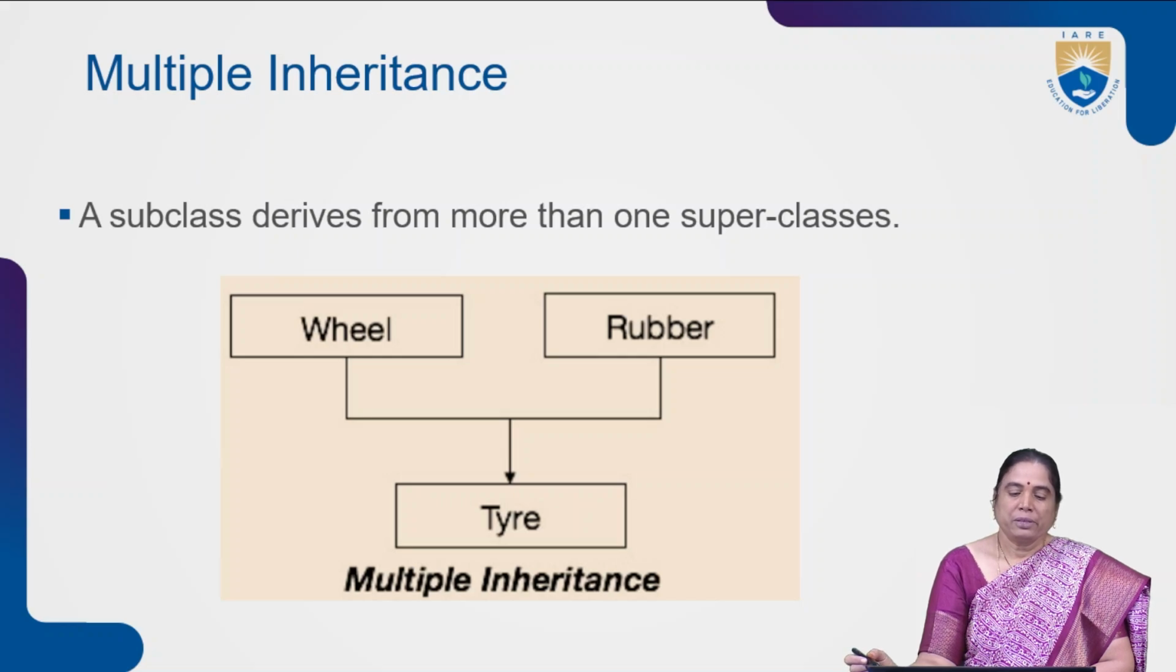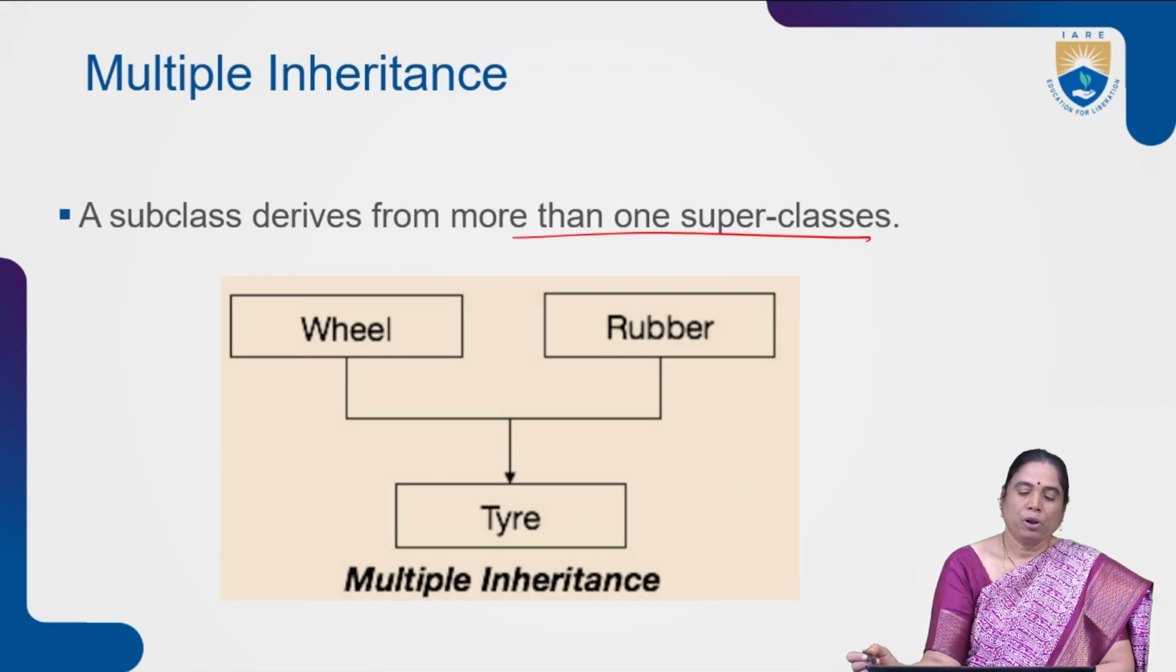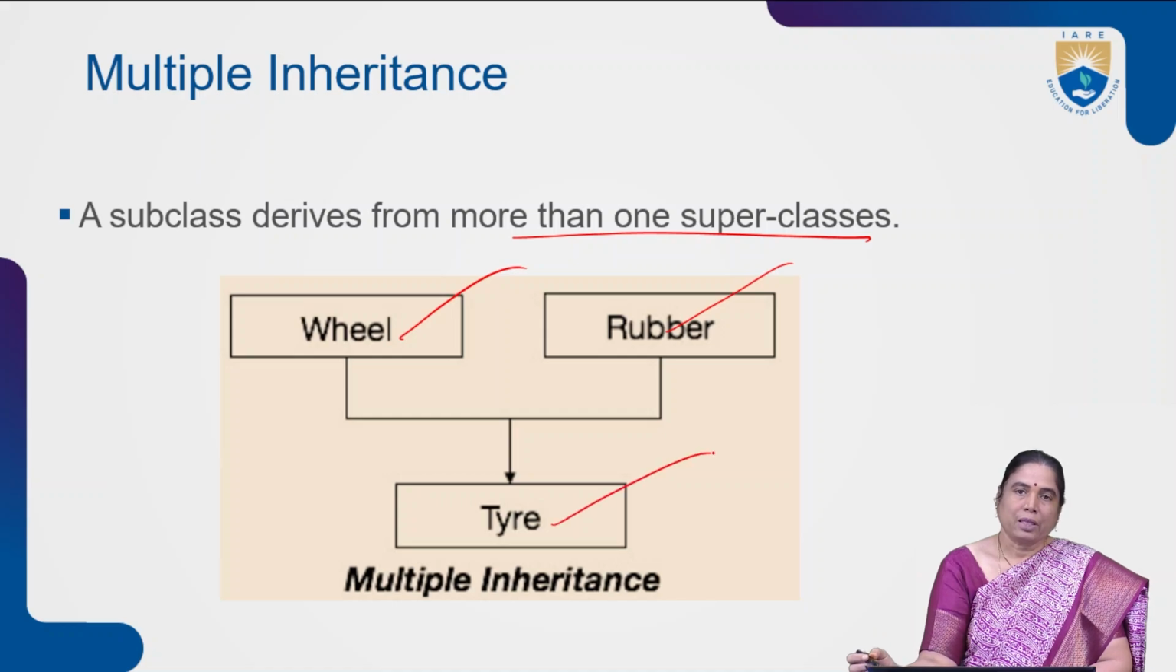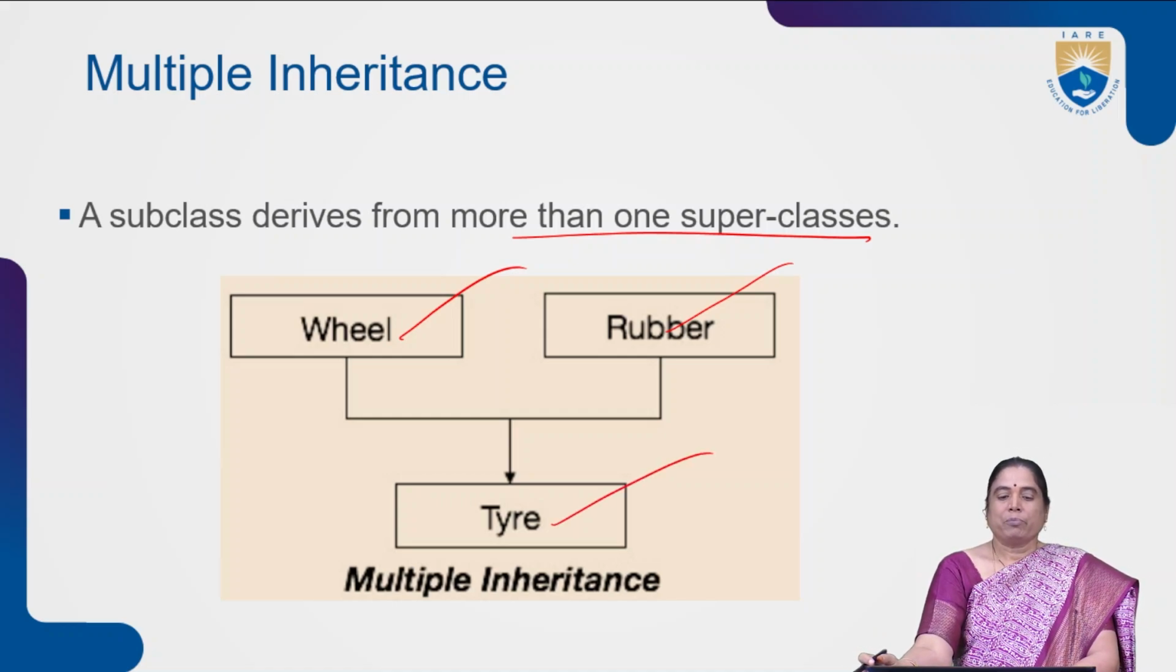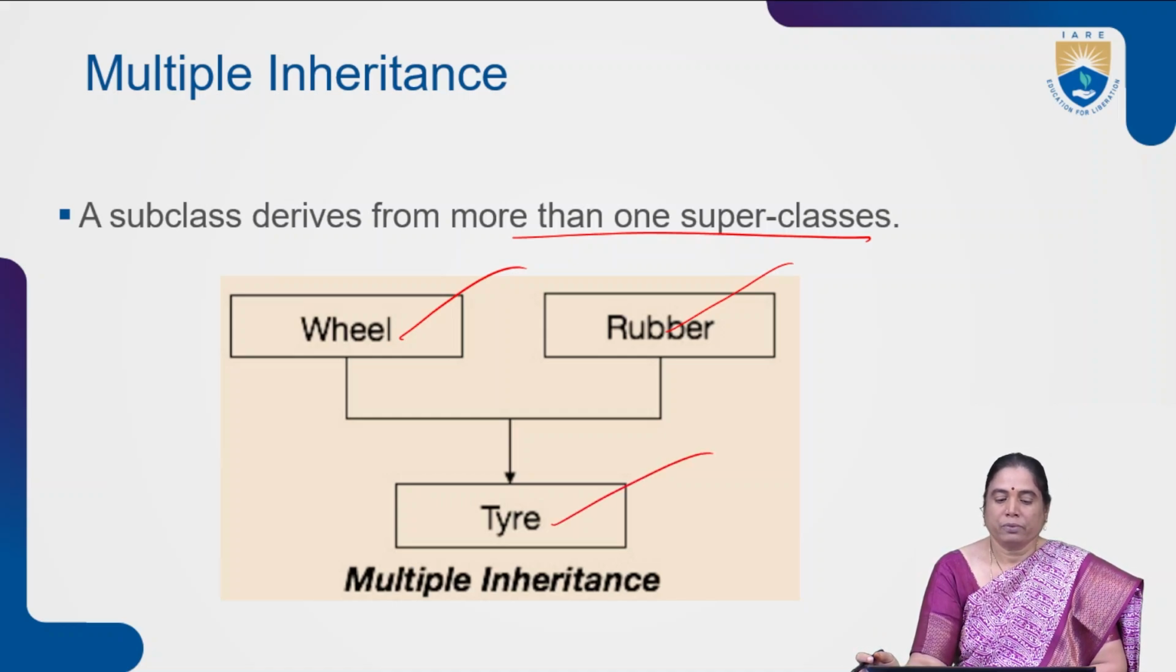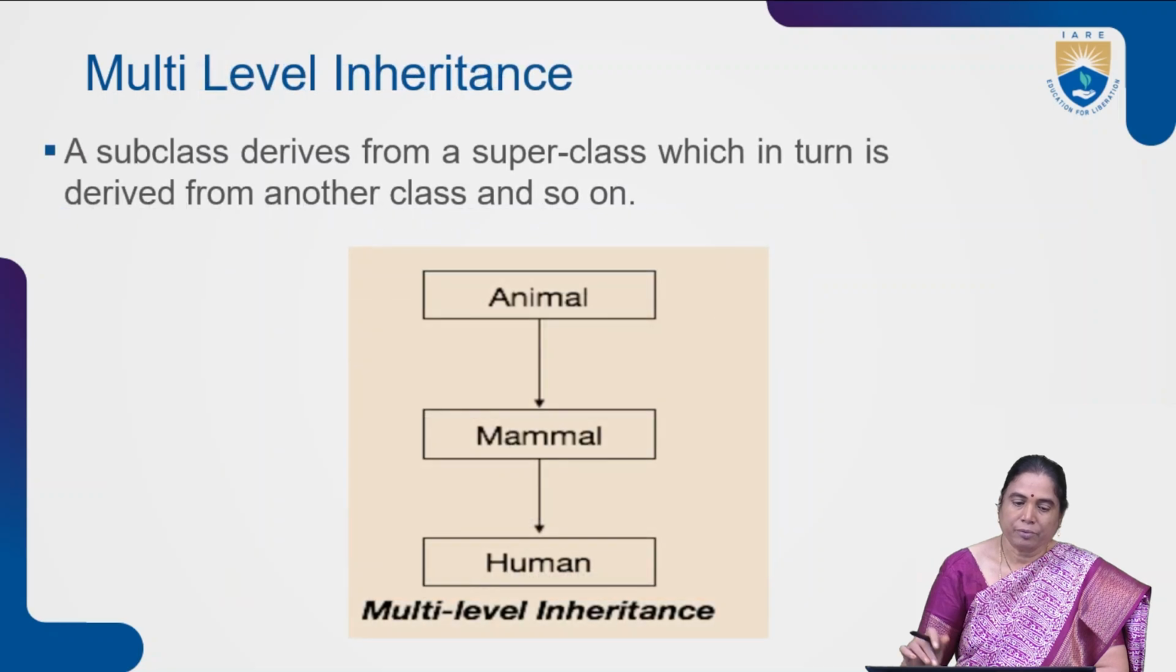The next type is multiple inheritance. A subclass derives from more than one superclass. Consider this example. Wheel and rubber are the two base classes. From these, only a single subclass is derived, that is the tire. So, from multiple superclasses, one subclass is derived. So, it is called multiple inheritance.